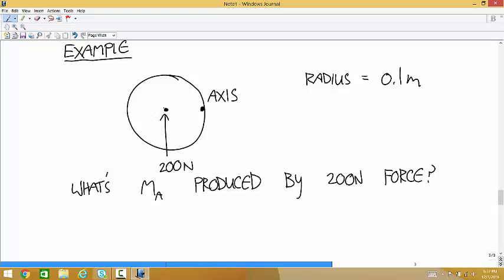Well, this is the point P where the force is applied. If you draw a line between P and the axis, it's perpendicular to the force. So that's good. We can use this equation.